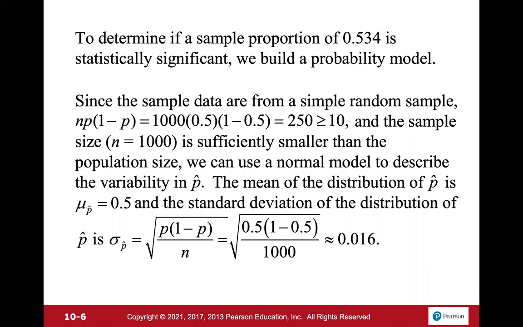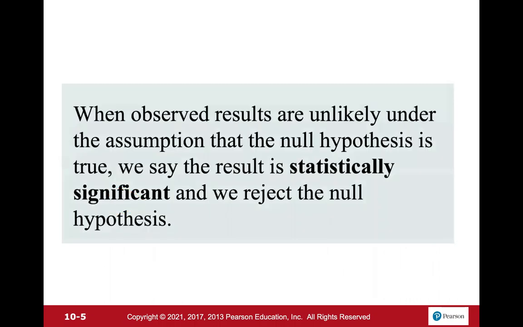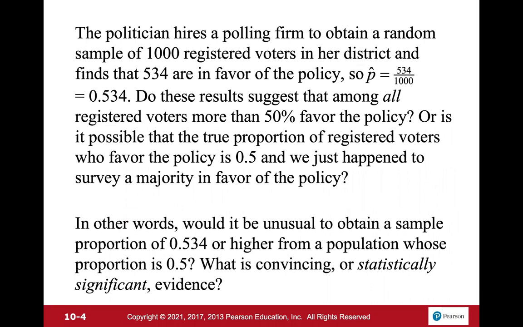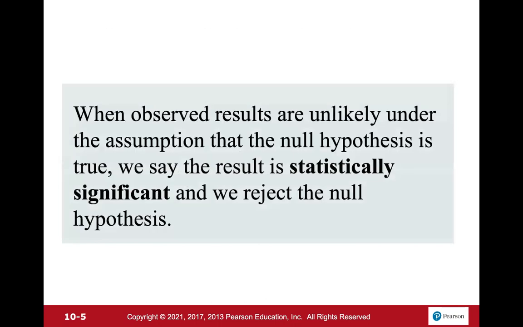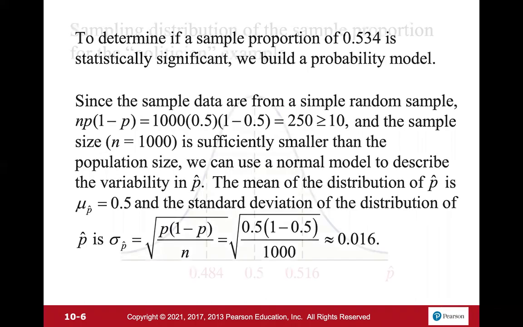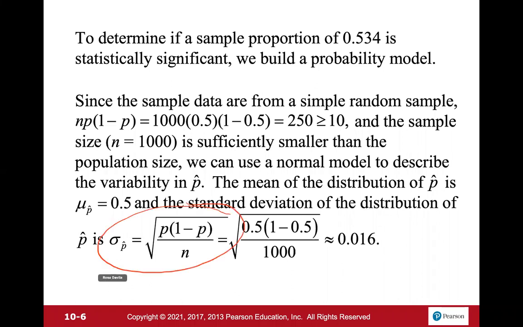so we can use a normal distribution model to describe the variability of p hat. The mean of the distribution of p hat is going to be 0.5, which is what was stated back here. More than 50%, which is more than 0.5. Back here, 0.5. And the standard deviation of this distribution is just going to be p times 1 minus p divided by n, and we take the square root of that, and that gives us our standard deviation for this.